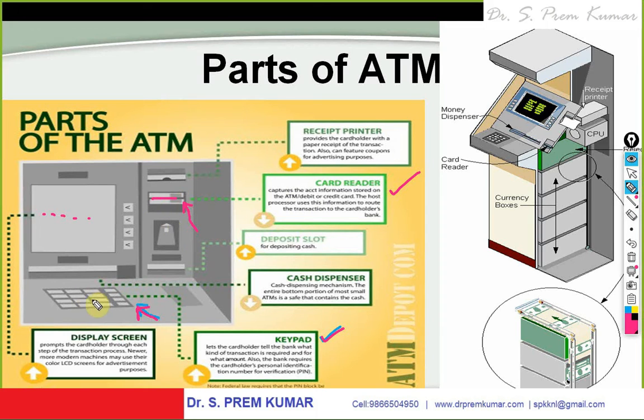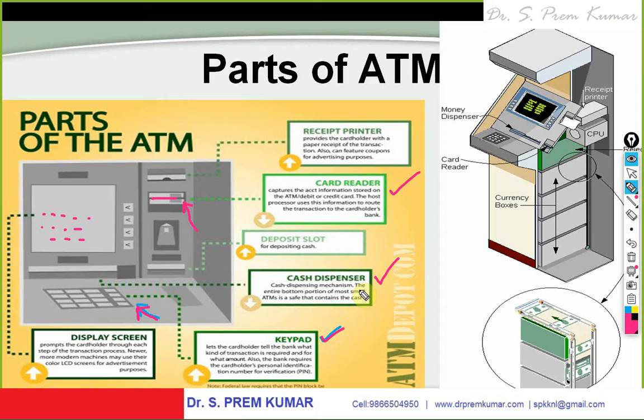After giving the login and password, you will get the cash. You type the required amount, I want 50,000 or 20,000 or whatever it may be, and you will get the cash. In order to get the cash, you have a cash dispenser. This is the place where you get the cash. You can take back your cash here. This is a cash dispenser.